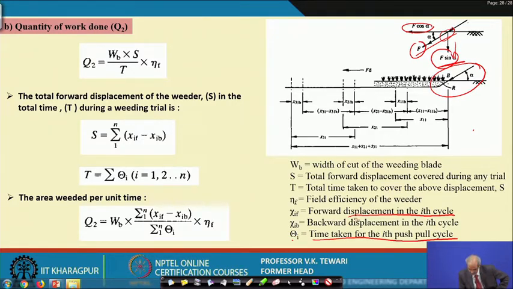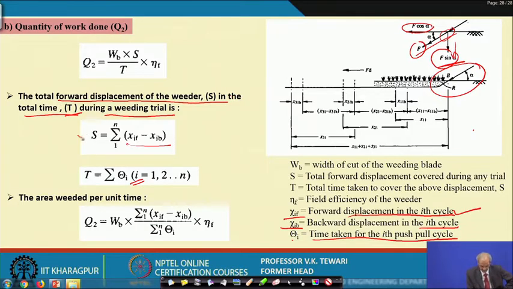There is a forward displacement in the ith cycle, and then a backward displacement in the same ith cycle, so x_if and x_ib. This means we will know what distance I have moved, and during this period what time has been taken during the cycle, from the ith cycle to the nth cycle. If there are n such cycles, with total time T during a weeding trial, the total forward displacement S over cycles from 1 to n is the sum of x_if minus x_ib.